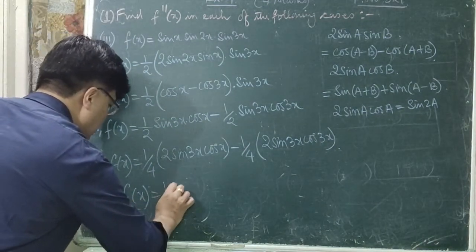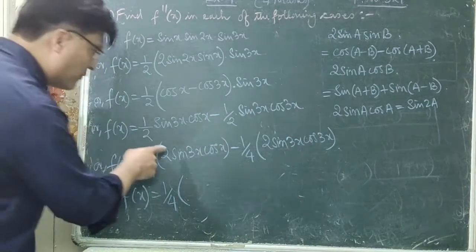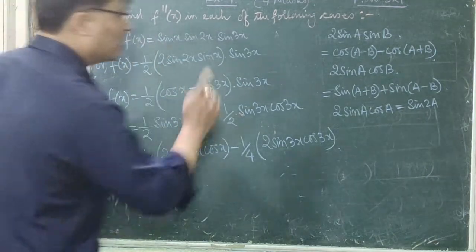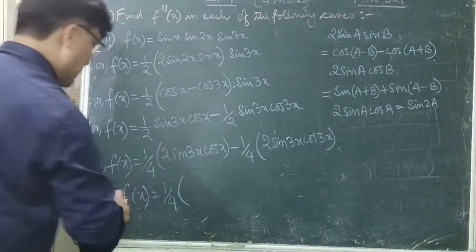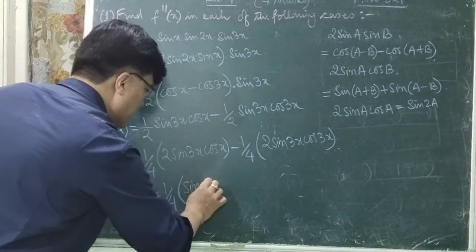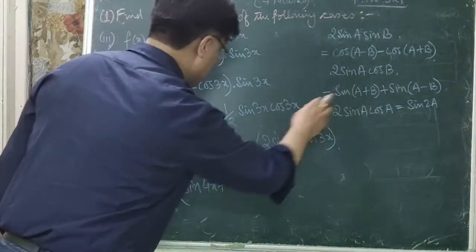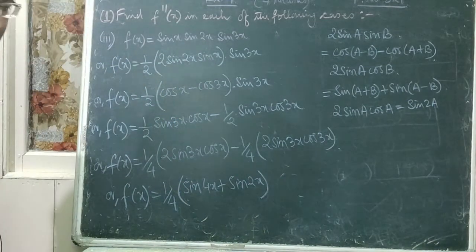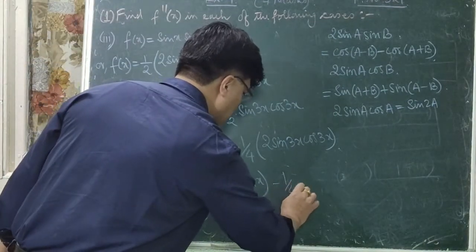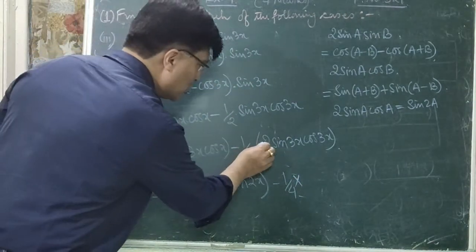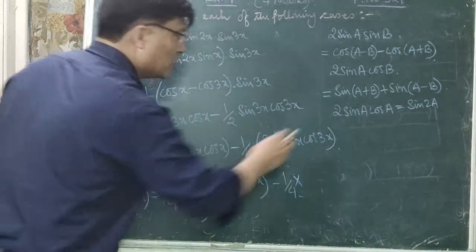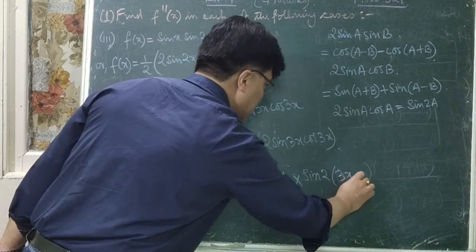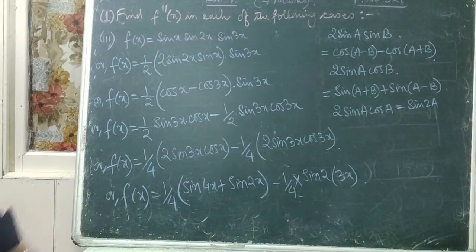So f of x is equal to 1/4 within bracket. Let us use the formula 2 sin a cos b, greater angle as a, small angle as b. What is 2 sin a cos b? This is your sine of a plus b. So what is a plus b? 3x plus x is 4x, plus sine of a minus b, 3x minus x, that is sine 2x. Is that clear now? So minus 1/4 into, now what is the formula? 2 sine a cos a. Here a is 3x, so sine 2a is the formula. What is sine 2a out here? It is sine 2 into 3x. So I think you have understood it.